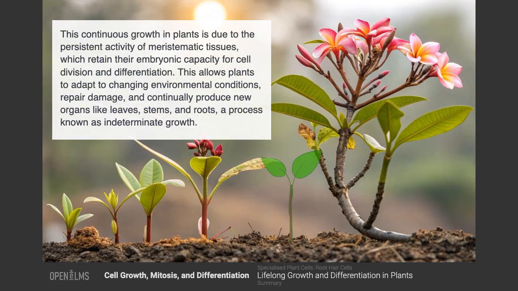This continuous growth in plants is due to the persistent activity of meristematic tissues, which retain their embryonic capacity for cell division and differentiation. This allows plants to adapt to changing environmental conditions, repair damage, and continually produce new organs like leaves, stems, and roots, a process known as indeterminate growth.